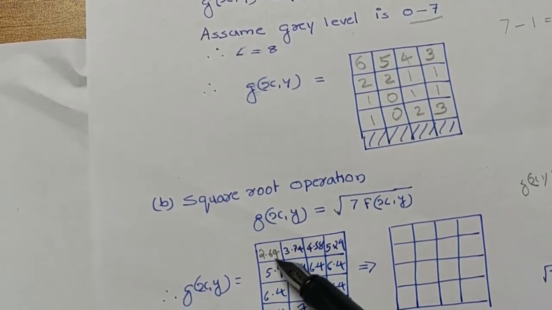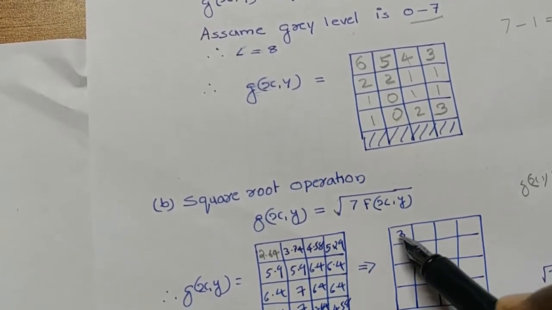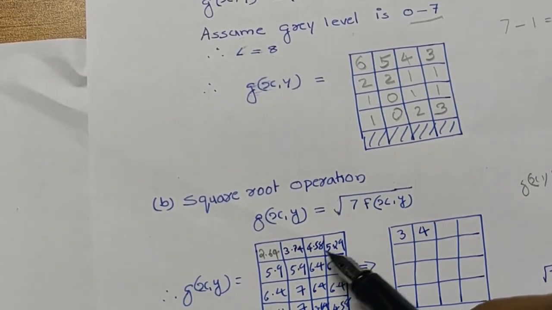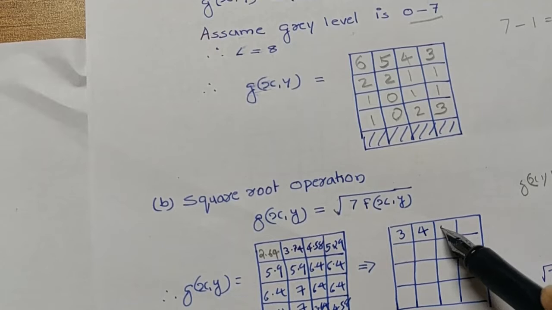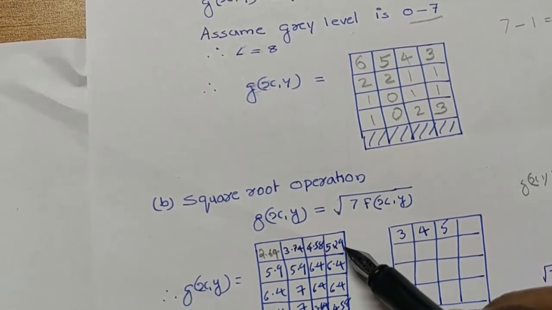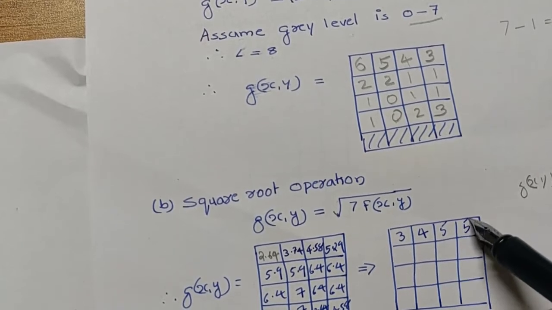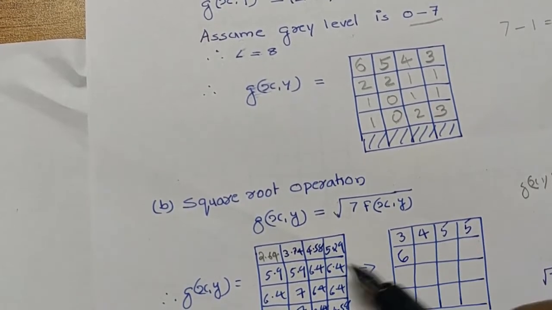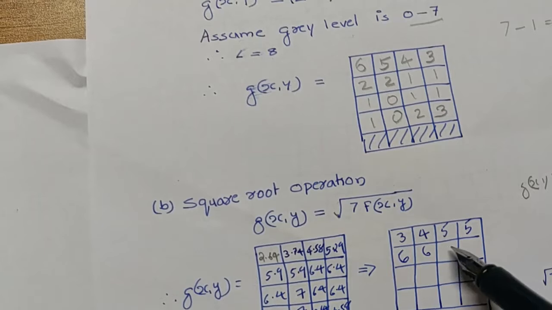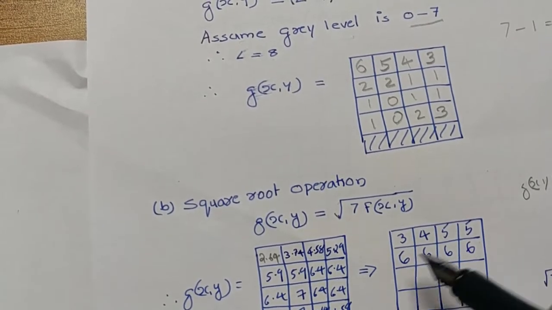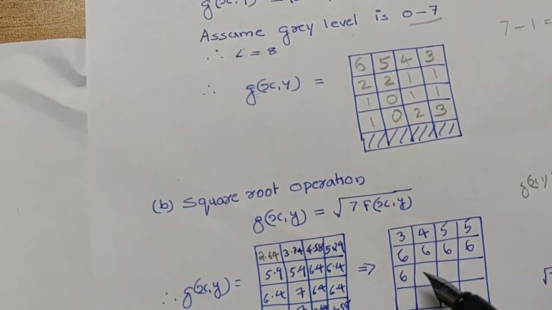We can round 2.64 into 3. Similarly, 3.74 into 4. 4.58 can be rounded to 5. 5.29 can be rounded off as 5. Similarly, 5.9 is 6. 6.4 is rounded to 6.